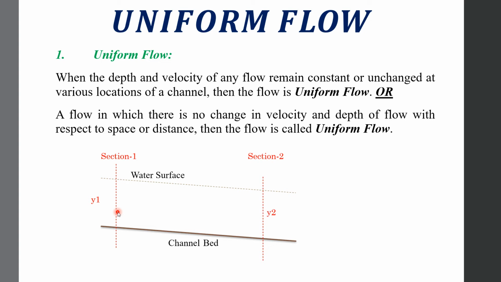Then what is the condition for uniform flow? This is written in green here. At both sections denoted by red lines, depths of flow are observed to be equal. If this depth of flow y1 is equal to this depth of flow y2, then the flow will be uniform flow.